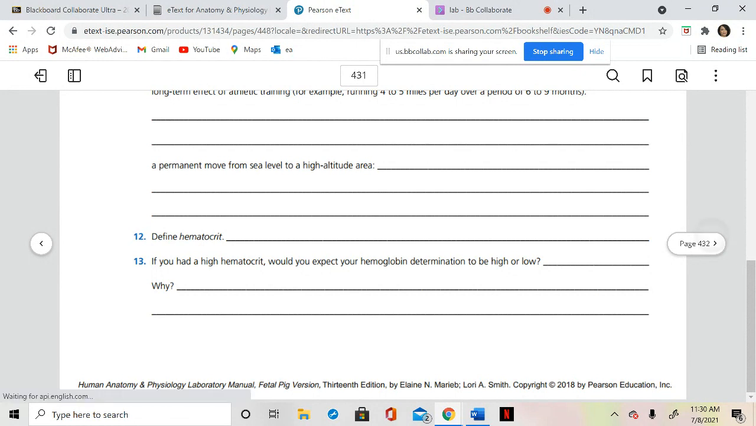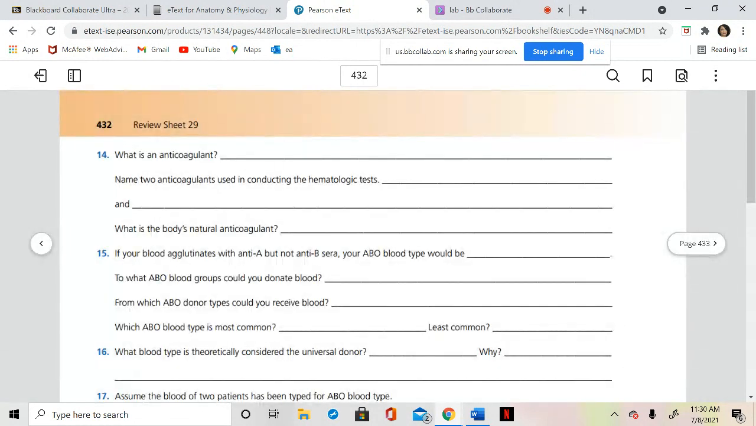What is an anticoagulant? An anticoagulant is a substance that inhibits blood clotting, and we have a naturally produced one by our body. It's the heparin that exists in the capillary tubes, and we have also the EDTA.